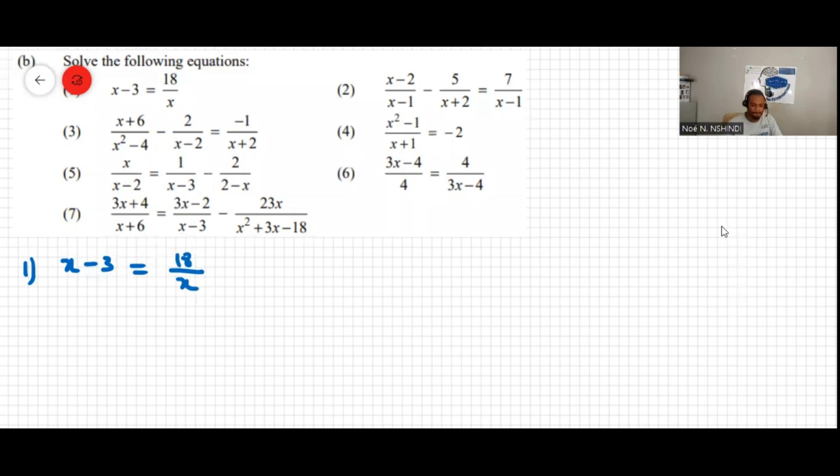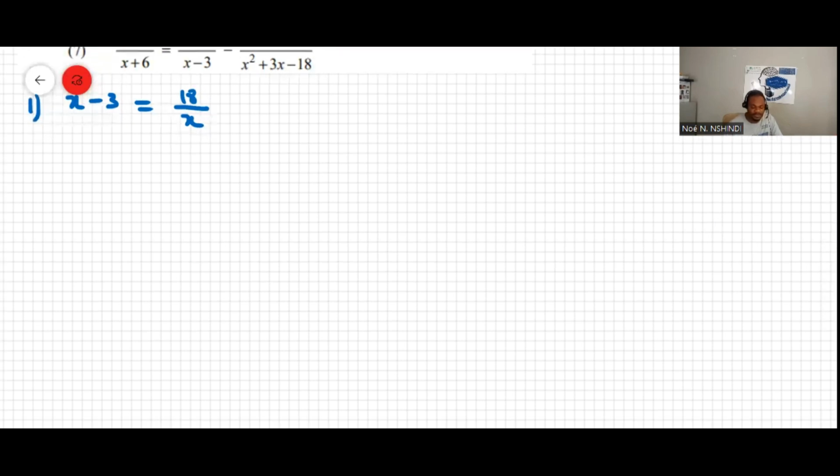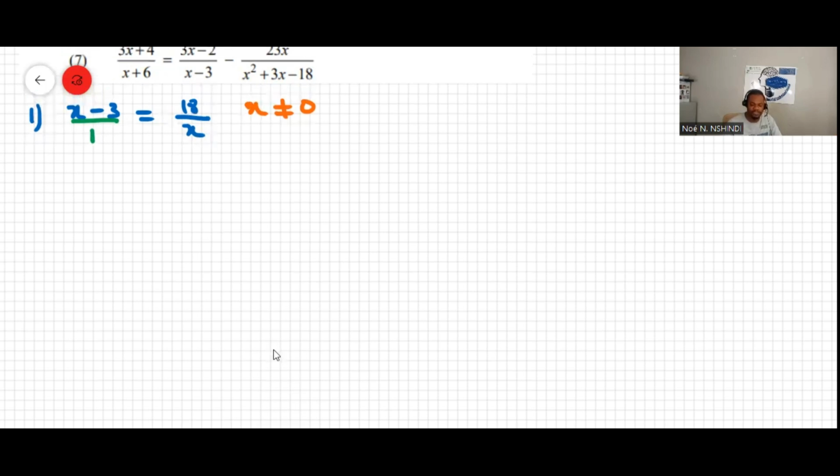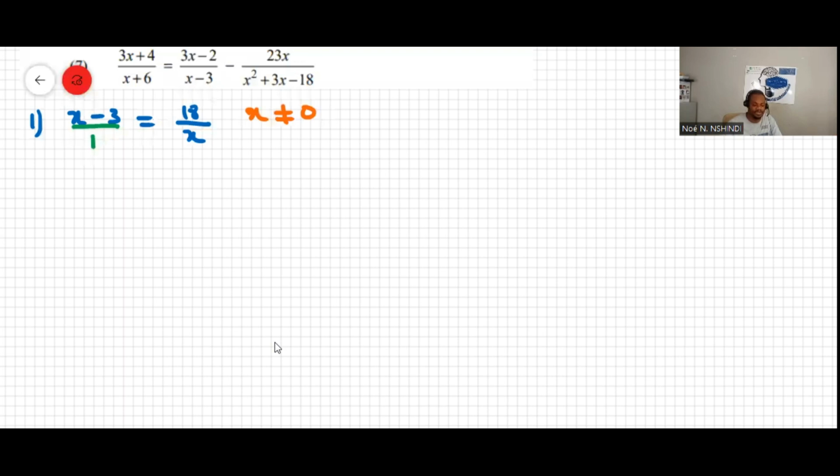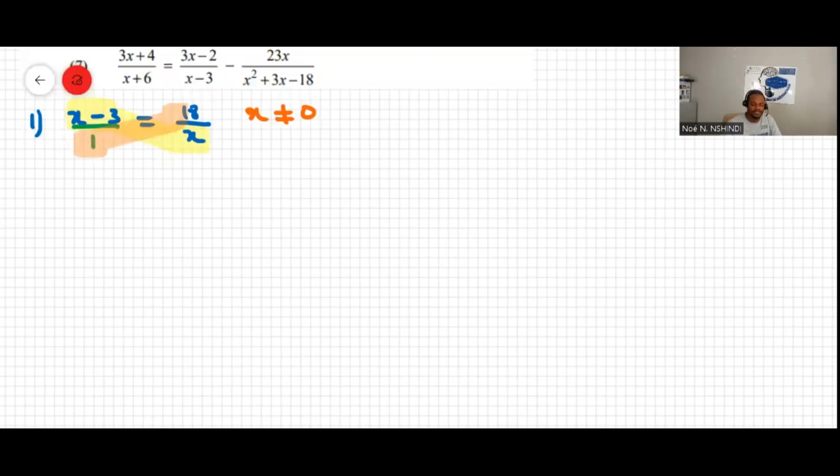From here, the restriction must be that x cannot be equal to 0, because if x is 0, this will be undefined, and then we cannot solve. Now, understand that over here there's a denominator of 1, and there's a property called the cross multiplication property. It's like this denominator times that numerator must be equal to this denominator times that numerator.